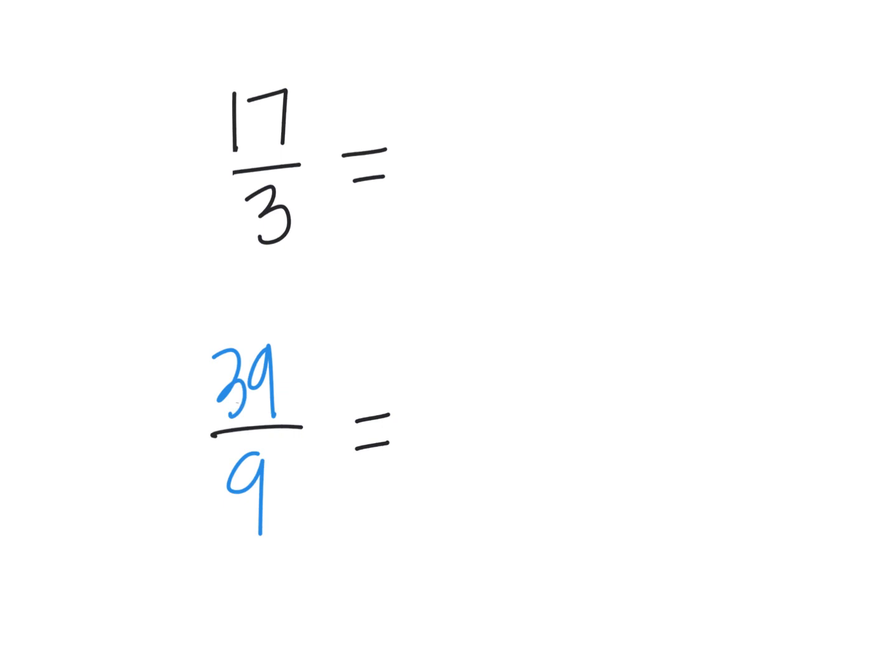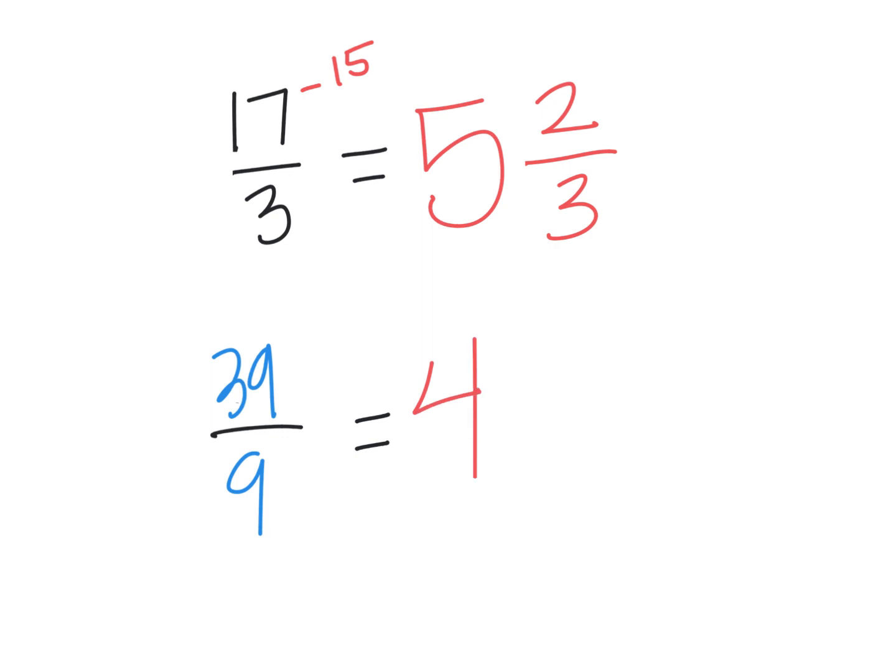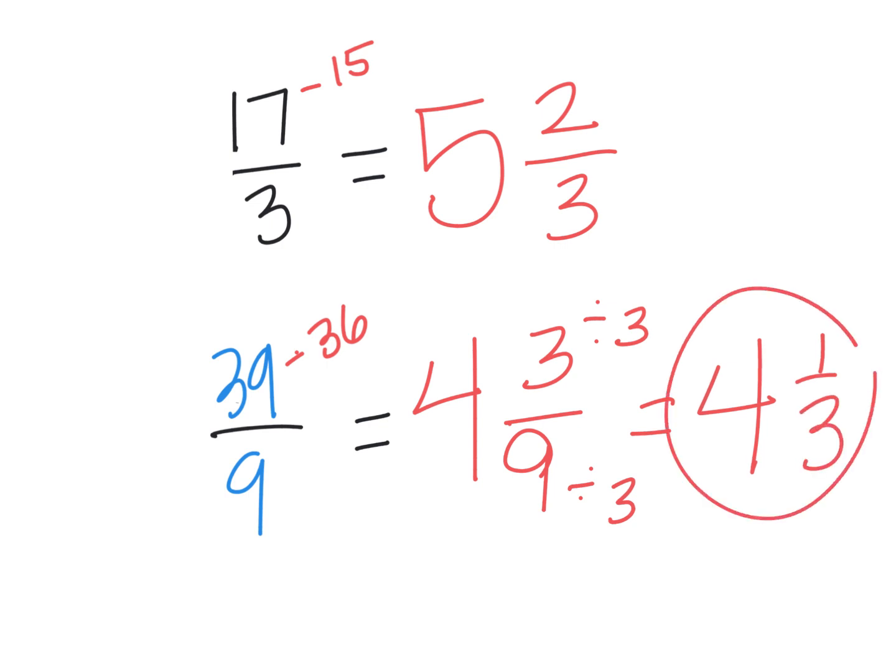So 17 thirds, I know 3 can go into 17 5 full times. 5 times 3 is 15. So 17 minus 15 is 2. And then we keep the denominator the same, so we'd have 5 and 2 thirds. And then 39 ninths. 9 goes into 39 4 times. 4 times 9 is 36. So 39 minus 36 is 3. And then keep the denominator the same. I know that 3 and 9 can both be divided by 3. So we would have 4 and 1/3.